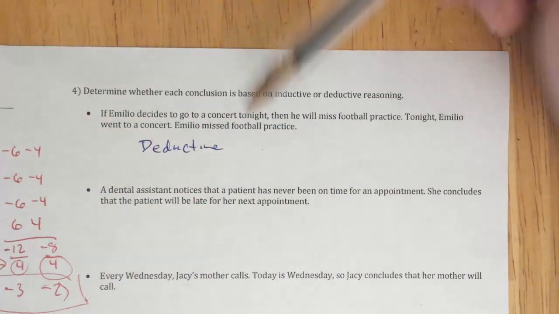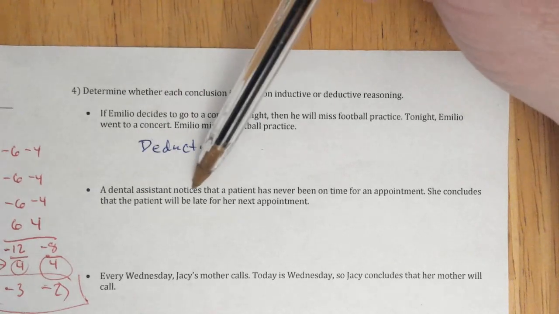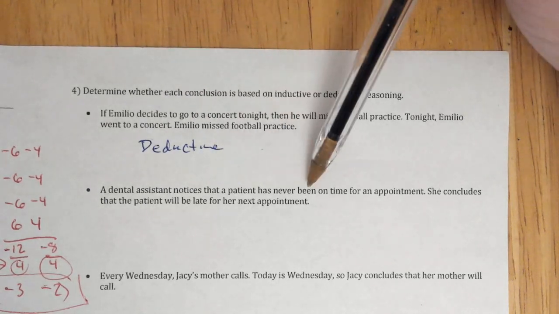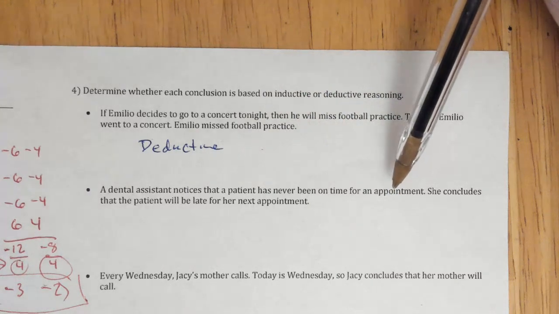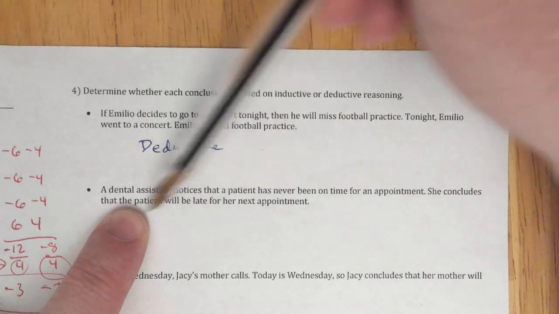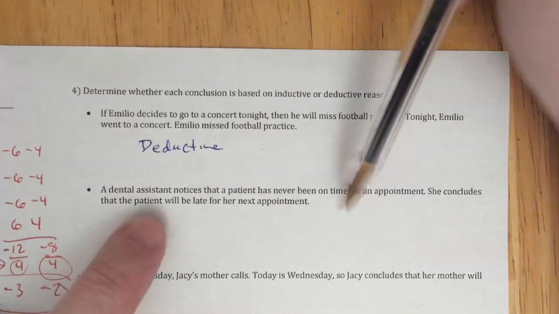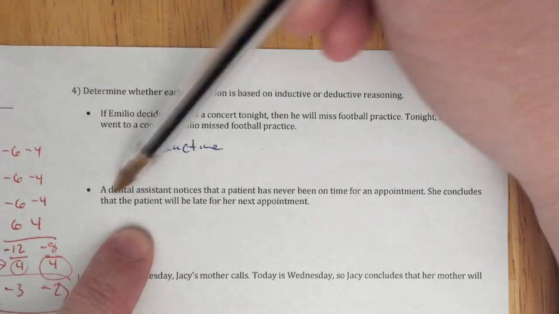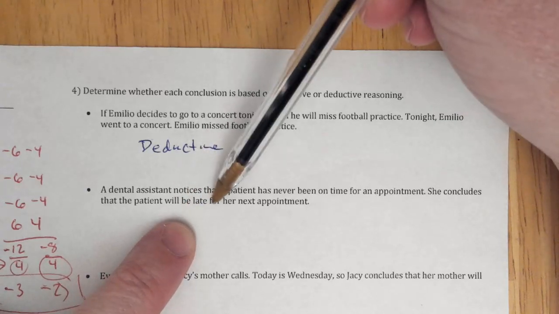That would be deductive. All right. A dental assistant notices that a patient has never been on time. So you notice something. So this right there isn't a personal observation. So this is a personal observation. She concludes that the patient will be late to the next thing.